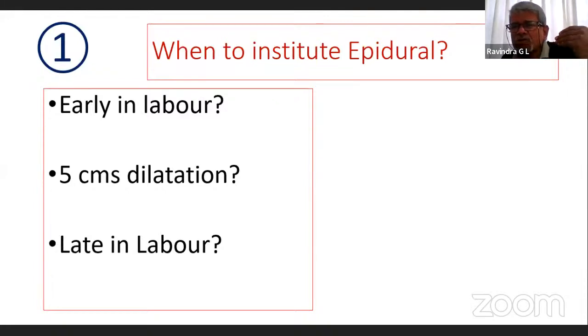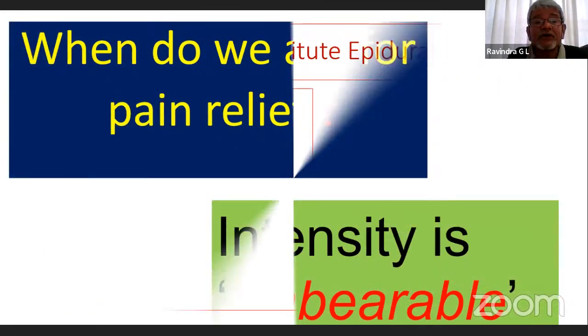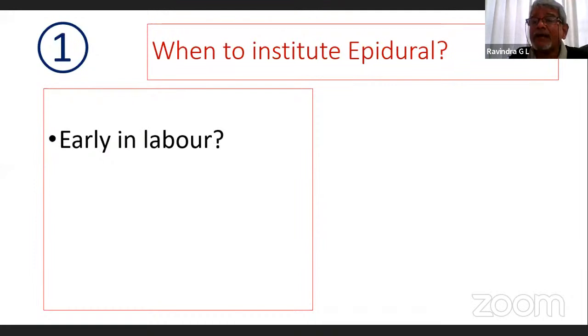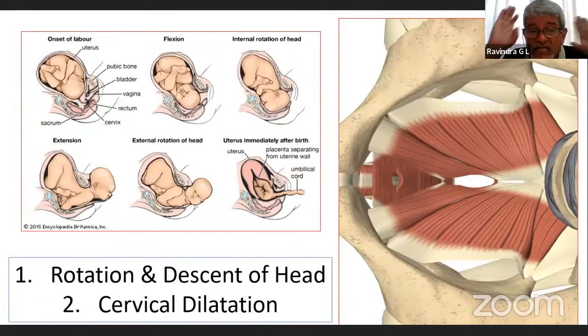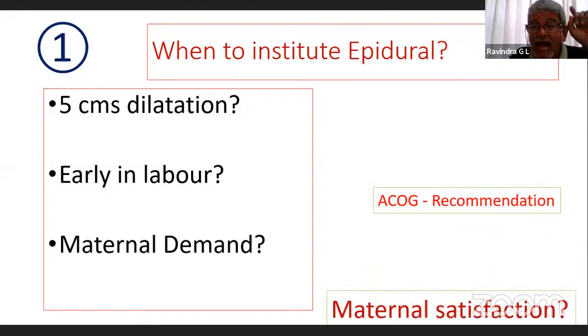But nowadays, we are using very low concentration local anesthetics with fentanyl, of course, with the narcotics. So the quality of analgesia is excellent. The motor block is almost nil. So this question of an empirical 5 centimeter dilatation does not appear at all. So very early in labor, late in labor or 5 centimeter dilatation, it's not the question. Now, when we ask for pain relief, we ask when the intensity is unbearable, right? ACOG has made a recommendation and it said that whenever the mother asks for labor analgesia, whenever she demands it, give it. So the present day indication is that at maternal demand, you give the epidural.